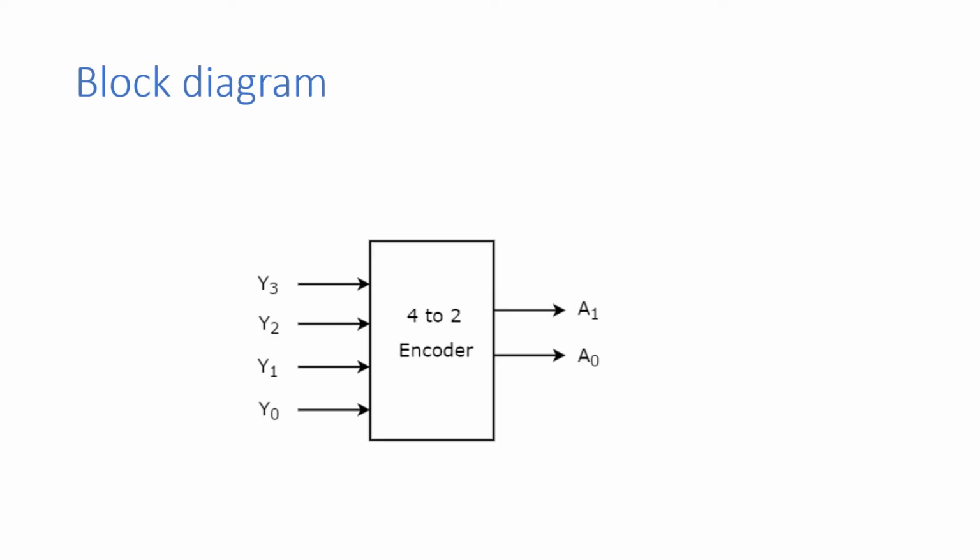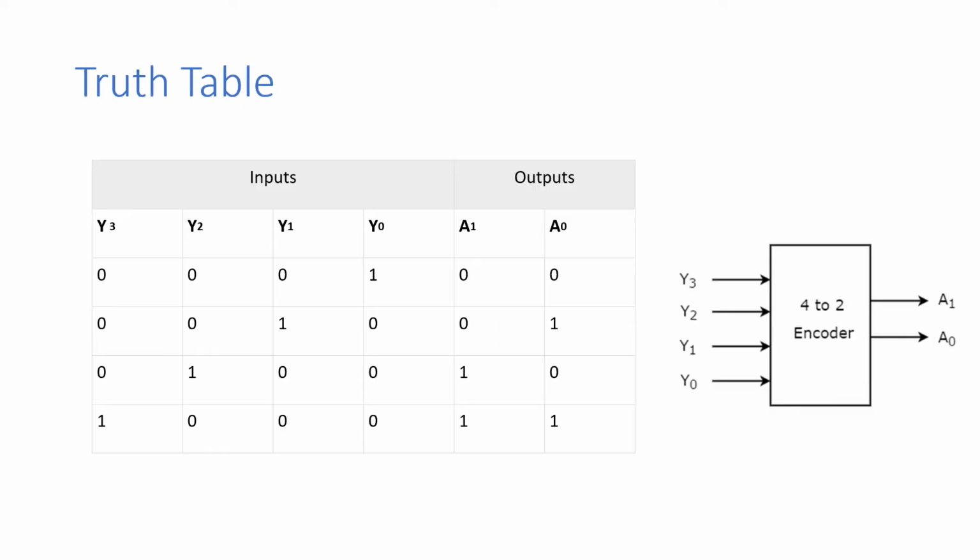We can clearly see that there are 4 input lines. We can represent 4 as 2 power 2. In the previous discussion, we mentioned that when there are 2 power n input lines, the output lines will be n. So with 2 power 2, we will have 2 output lines. And these 2 output lines will encode the information of which among these 4 input lines, y0 to y3, is set to high. So we can make the truth table out of our discussion.